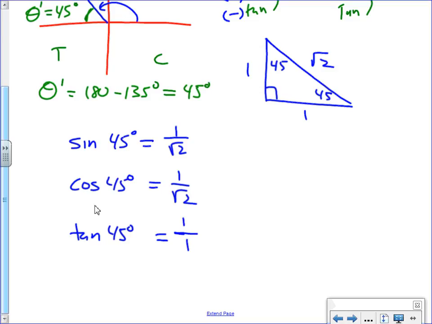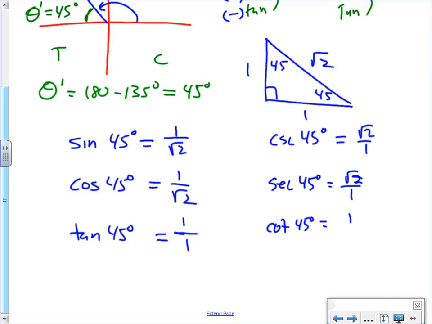Then you would do the cosecant of 45, which is root 2 over 1. We're just going to flip it. And then the secant of 45 is root 2 again over 1, and then the cotangent of 45 is again 1 over 1. Remember though that we're not looking for 45, we're looking for 135.